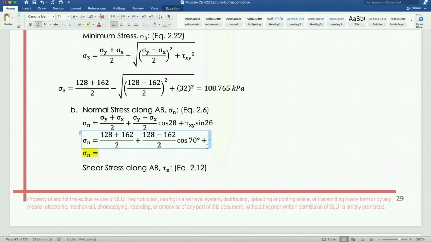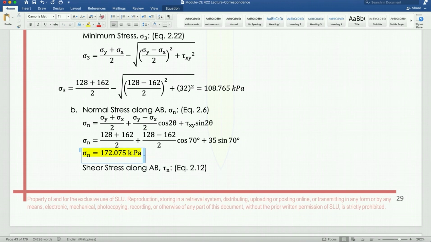Then, we have plus tau. Tau is 32, so positive. That is plus 32 sine 70 degrees. So, solving for the normal stress, we have 128 plus 162 over 2 plus 128 minus 162 over 2 cosine 70 plus 32 sine 70. That is 172.075 kilopascals.